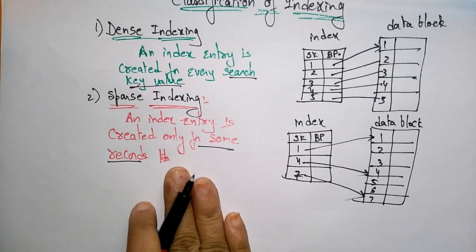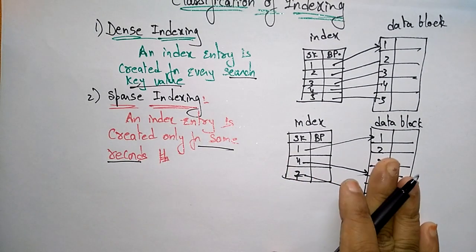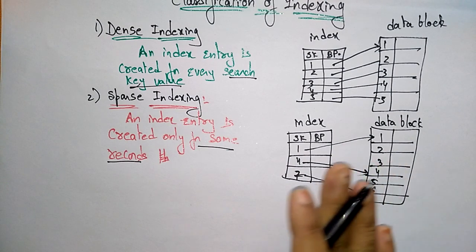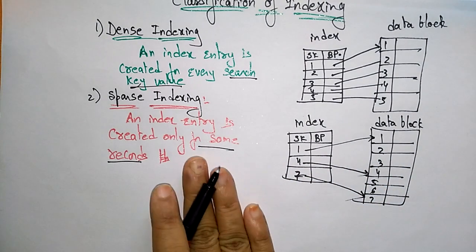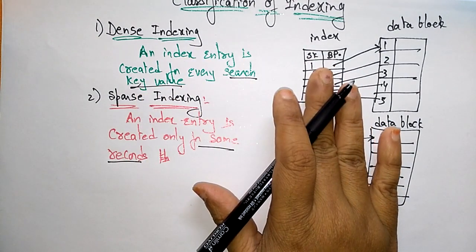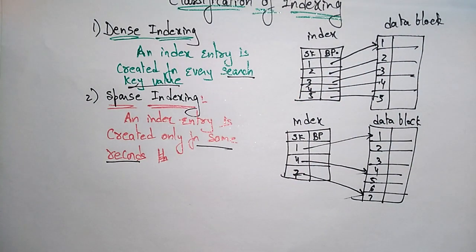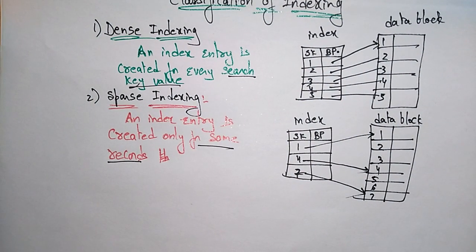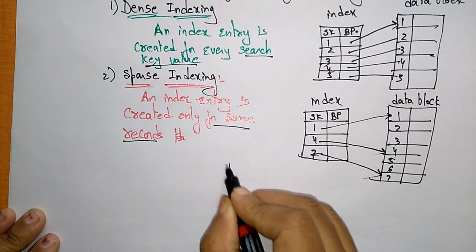In a sparse index, the index entry is created only for some records. Whatever records are present in the search key, those records will be accessed by the sparse index. Whereas in a dense index, an entry is created for each and every record, and a search key value will be there for those entries. So this is dense index and sparse index. Now let us see the different types of indexes.